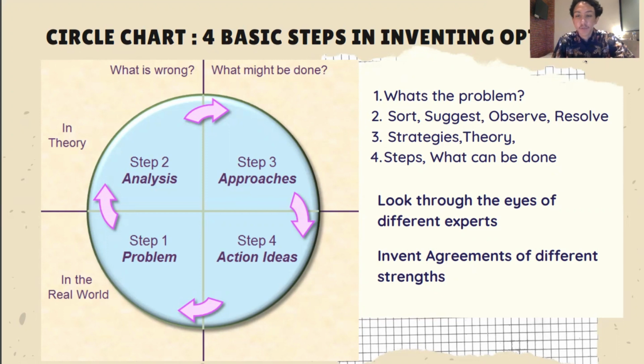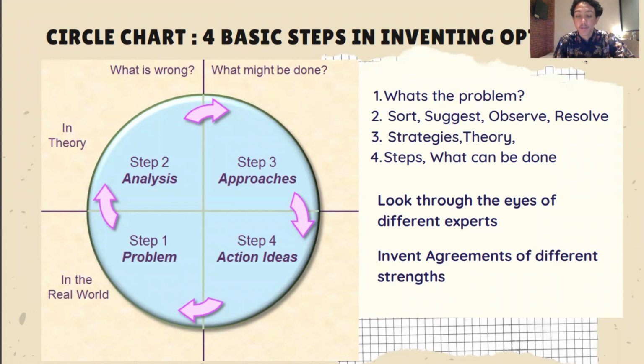And step 3 is the approach of what might be done, the possible strategies, some theoretical cures, and generating ideas. And the last step is the action of the idea. So what can be done, what might be done, and what are the steps to be taken in order to combat the problem.